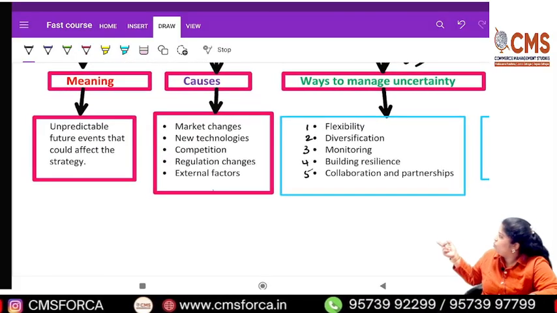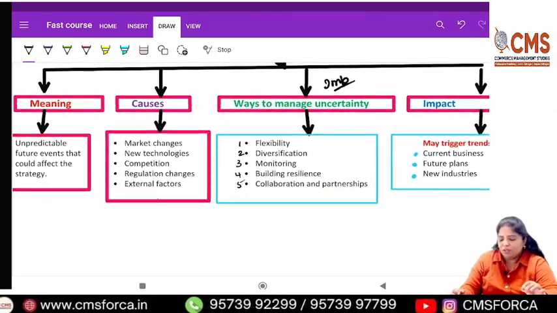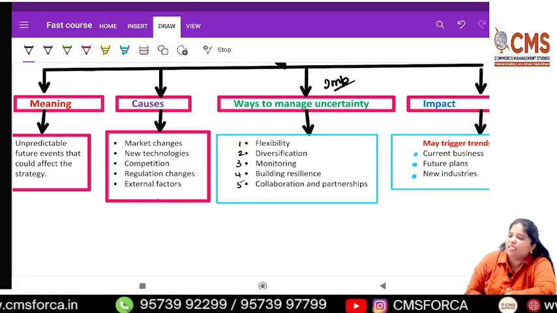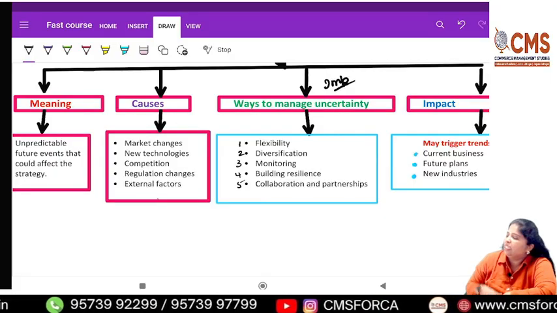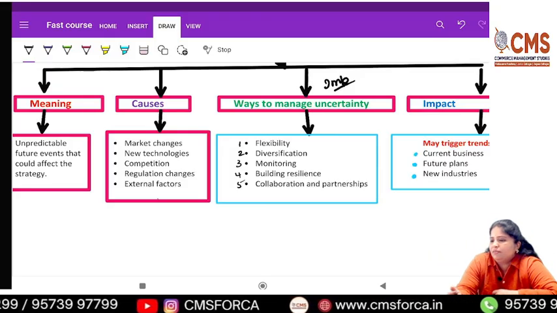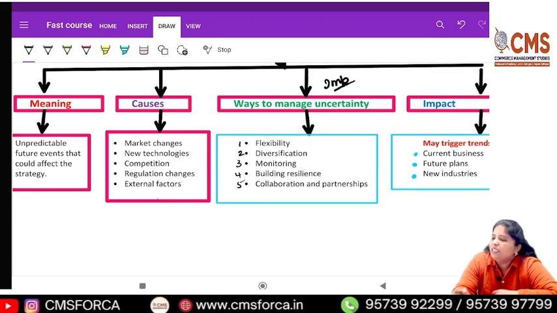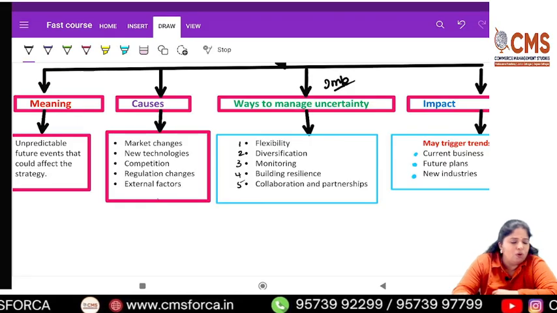Can you read out what I have given here? It's a well summarized flowchart. So what is the meaning of strategic uncertainty? Unpredictable events or future events that could affect your strategy. In simple terms, your strategy doesn't go as planned.